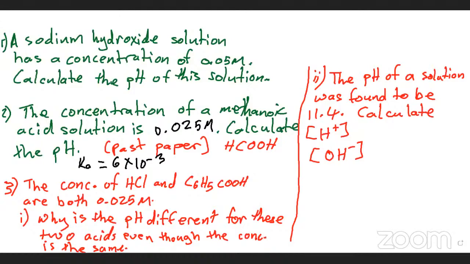All right, so let's go now. I'm going to erase number one. So for number one, the important thing to remember, it's a strong base. So all you need is the concentration of the hydroxide ion. You will first find the pOH, subtract it from 14, get the pH.